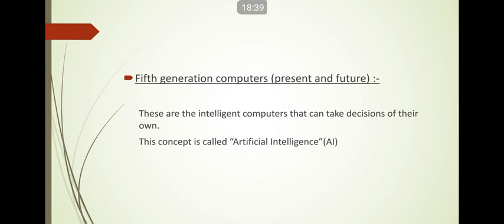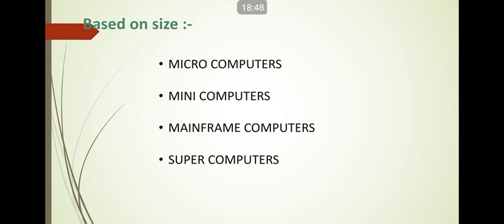So this was all regarding the first category, that was on the basis of generation. Now the next category is based on size. Based on size also, the computer is categorized under four different categories. They are: first one, microcomputers; second, minicomputers; third, mainframe computers; and the fourth one is supercomputers. Now let's start with the first one.